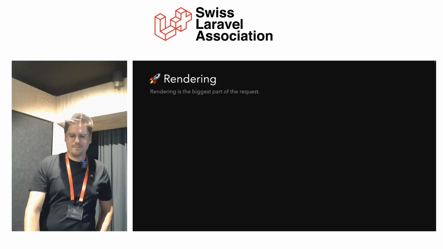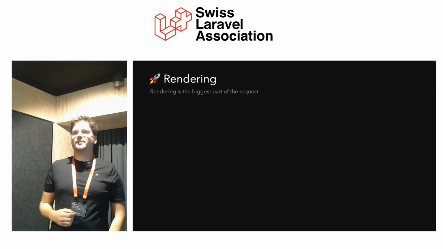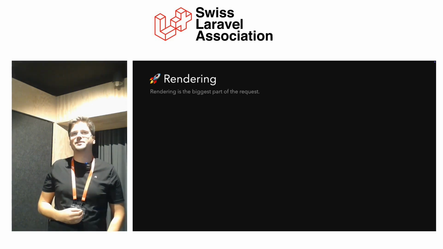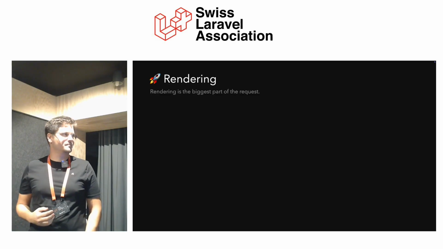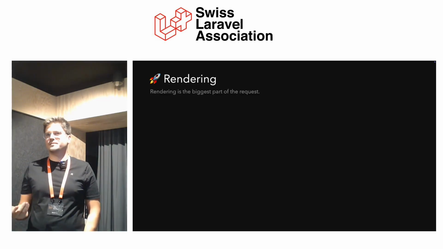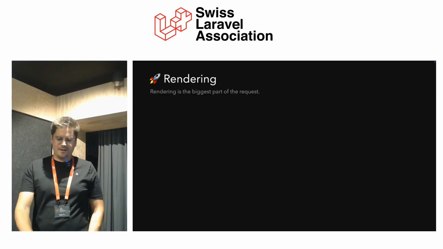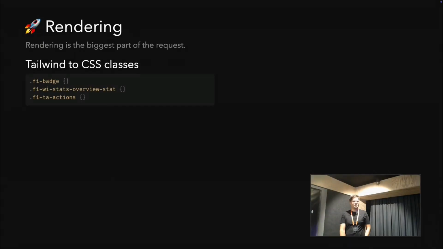So what did we do? We thought one of the biggest issues was rendering time, because the HTML was getting big quite fast. So one thing we identified is, of course, Tailwind, which makes up a lot of the markup, and which is sent to the browser every time we render something.